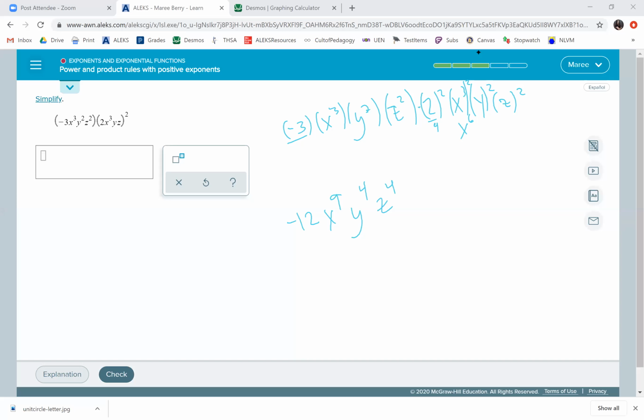Okay, this is really fun. Alrighty then, so -12 x to the 9th, y to the 4th, and z to the 4th. Okay, please, did I type that all right? Yes.